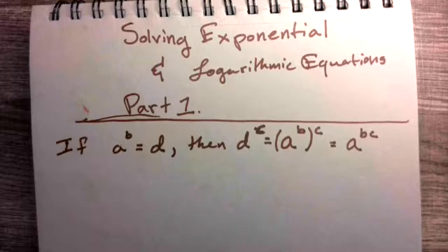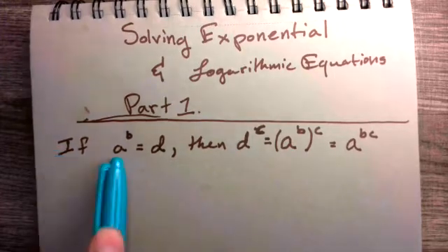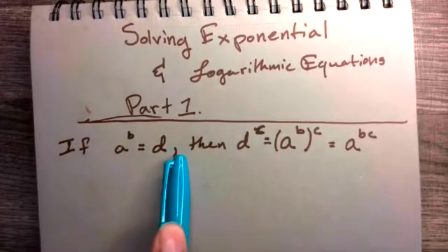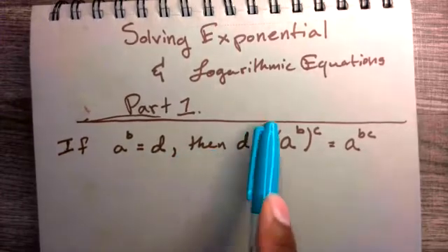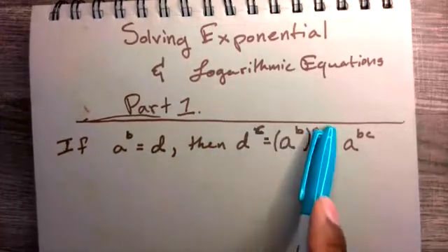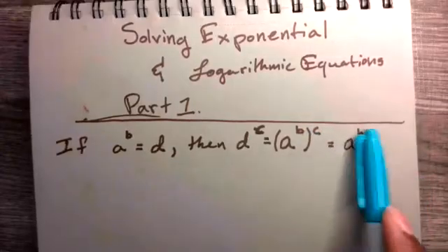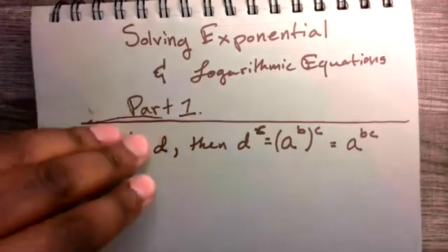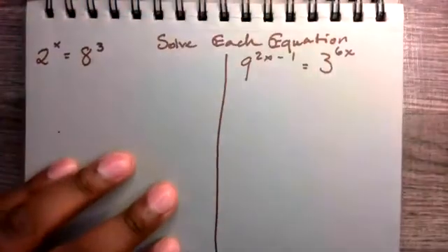So to do this, we need just kind of a theorem, if you will, that says that if I have some a to the b power equals d, then I can rewrite d to the c power as a to the b power to the c power, or a to the bc. I promise you I'll make that make sense. All right, so let's go.